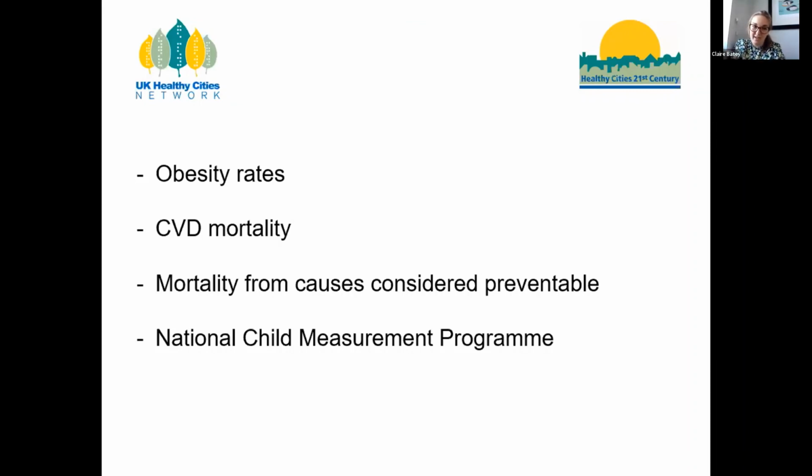So just thinking about things like the National Child Measurement Programme, adult obesity rates, cardiovascular mortality, the percentage of mortality from causes considered preventable. And I think what we find is that it follows the social gradient, but with all of the different components and the complexity of those factors leading into that, we don't necessarily have a very developed evidence base on all of those different factors.